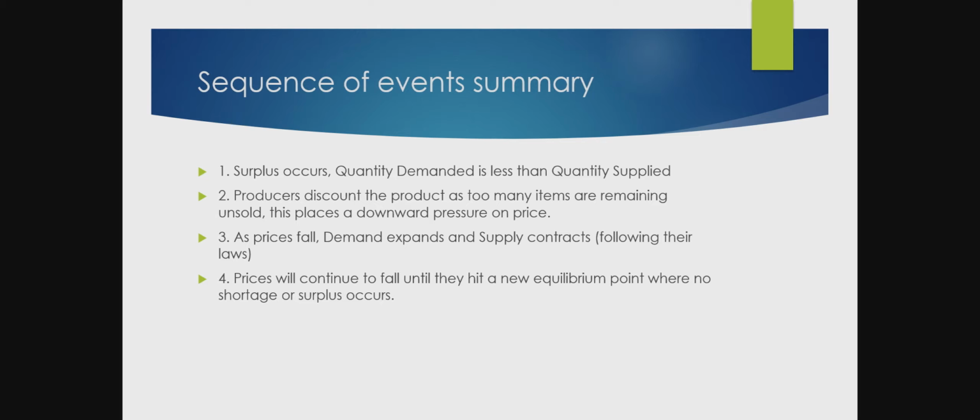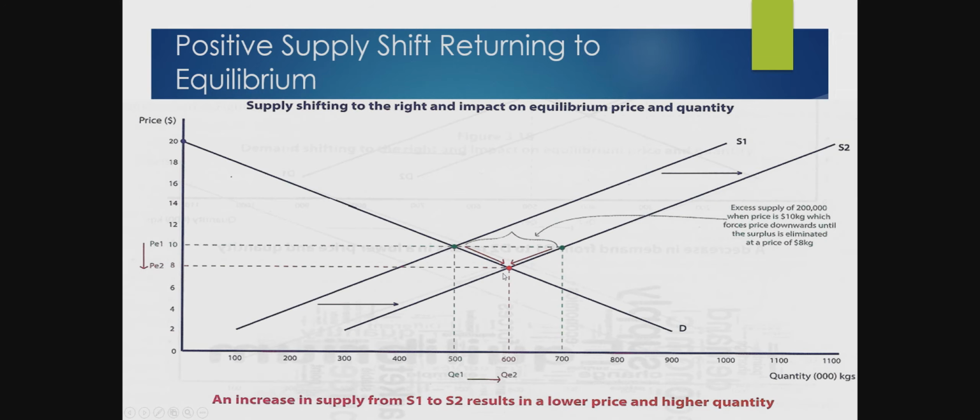Again, look at the sequence of events. Surplus occurs, products are discounted, puts downward pressure on price. As prices fall, demand expands, supply contracts, and you'll hit a new equilibrium point where there's no shortage or surplus. In this case, the new equilibrium point is a larger quantity and a lower price.